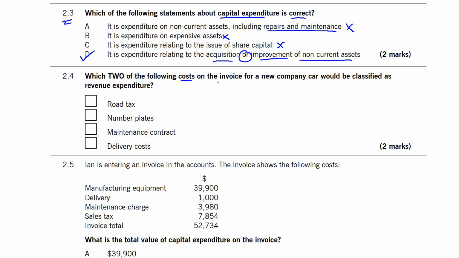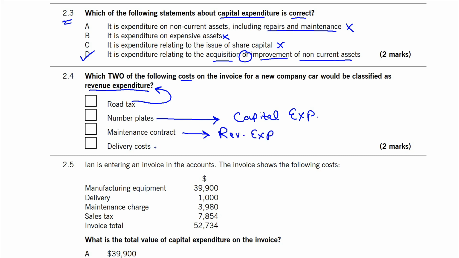Which two of the following costs on the invoice for a new company car would be classified as revenue expenditure instead of capital expenditure? Okay, road tax, yes, it will be categorized as revenue expenditure as it is an operating expense. Number plate, no, the number plate will be treated as capital expenditure. For example, we are required to pay for the number plate when we have purchased the asset. Maintenance contract, no, again it is revenue expense. And finally we have delivery cost. The delivery cost and all the installation expenses are also treated as capital expenditure. So that means the revenue expenditures are only road tax and maintenance contract.